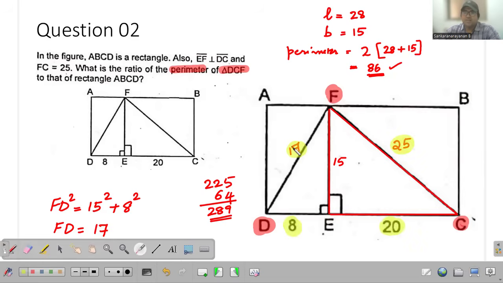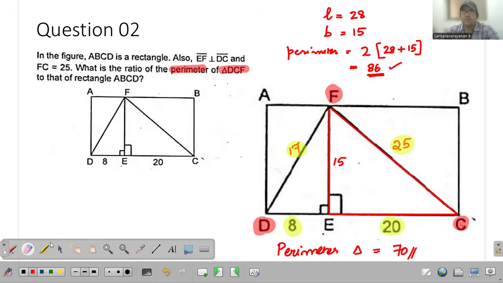So when I'm doing it, please see 17 plus 8, that is equal to 25. 25 plus 25, 50 plus 20, that is equal to 70. So I can see the perimeter of the triangle. I shall write it here. The perimeter of the triangle, that is equal to 25 plus 25, 50. 50 plus 20, that is equal to 70 I am getting, right? And also I have just calculated the perimeter of the rectangle, that is equal to 86.